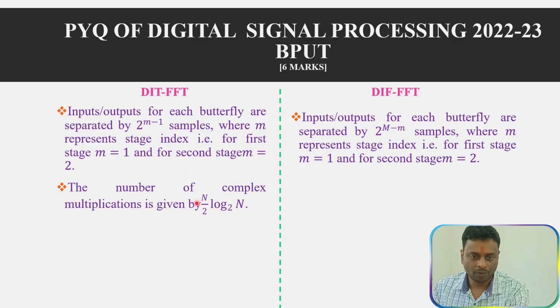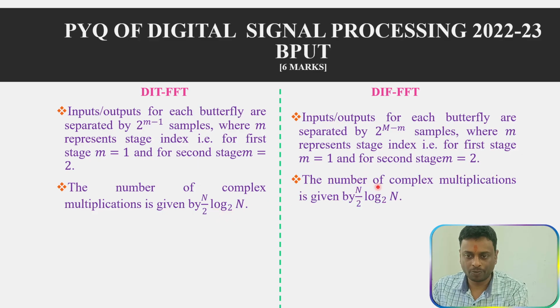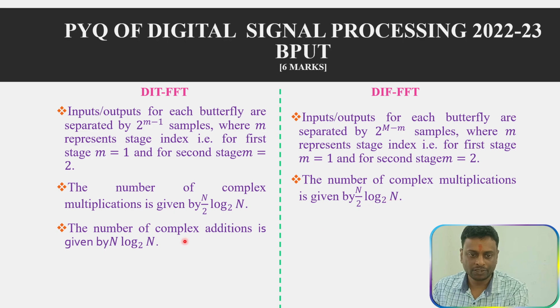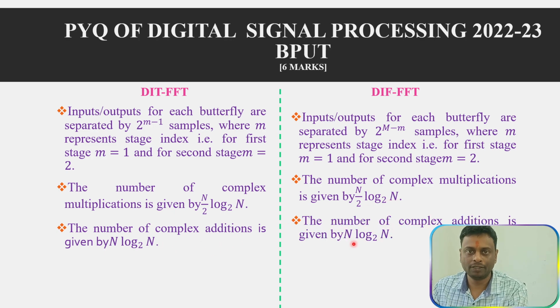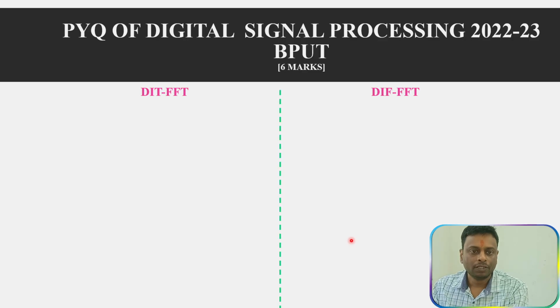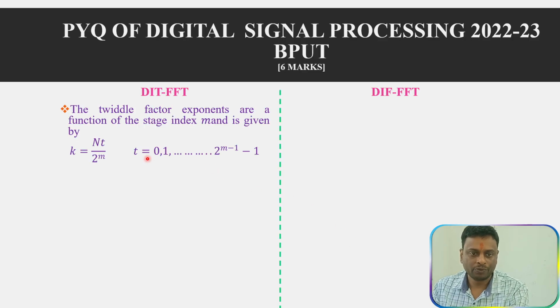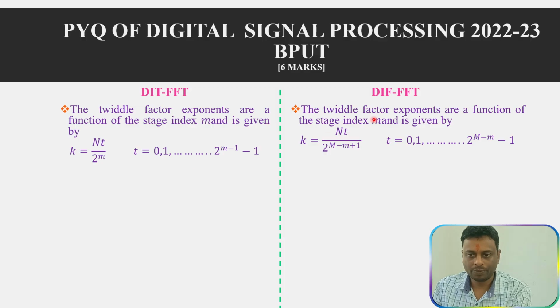The number of complex multiplications is N by 2 log base 2 of N. Here also the number of complex multiplications is N by 2 log base 2 of N. The complex additions are N log base 2 of N, and similarly in this case also N log base 2 of N. In DIT FFT, this is the twiddle factor, k equal to Nt by 2 to the power m, and that is how we calculate it. Similarly, in DIF FFT, the twiddle factor is this one.